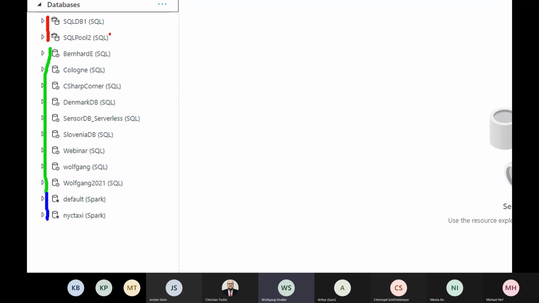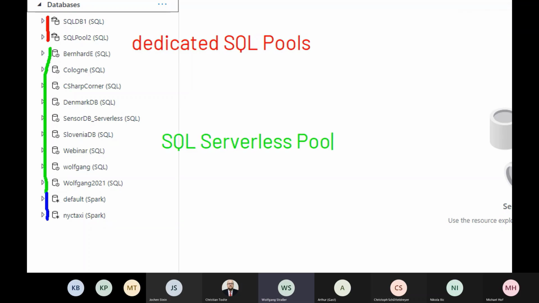The red ones, those are the dedicated SQL. The green ones, those are databases that are based on the SQL Serverless Pools. And the blue ones, the last ones in the list, those are Spark-based databases. There's one browser for all those different kinds of databases.